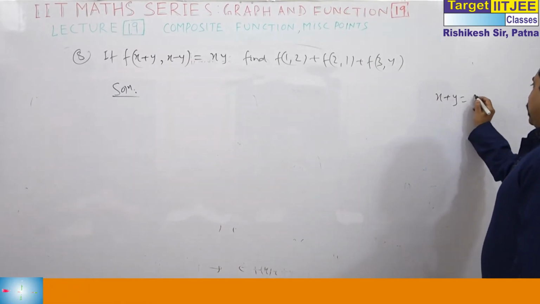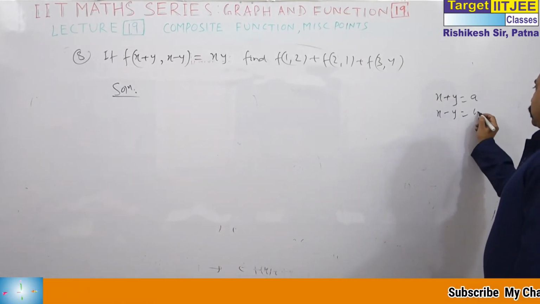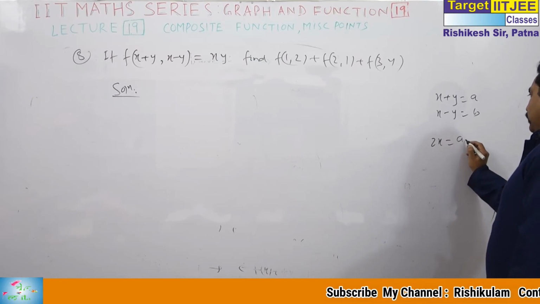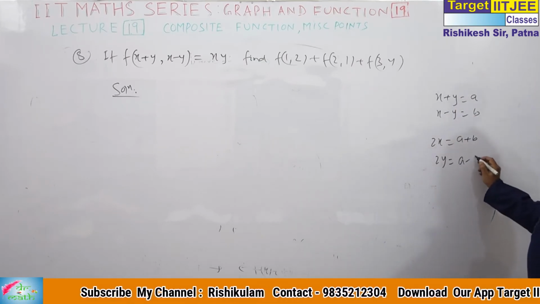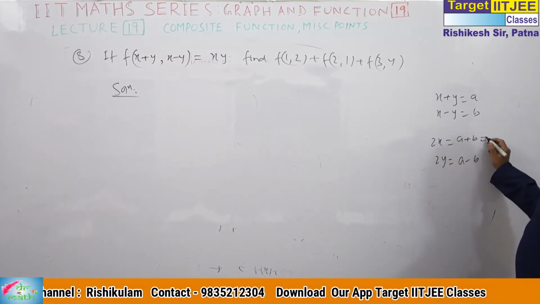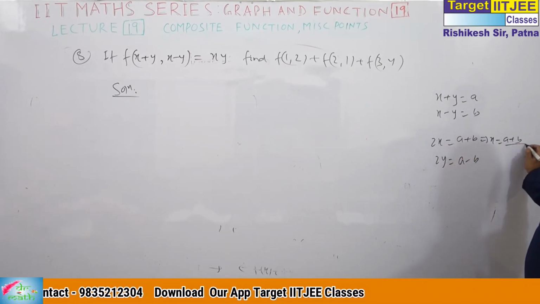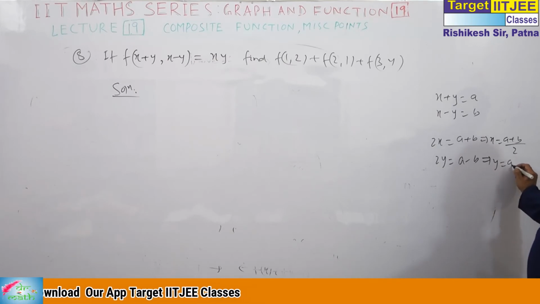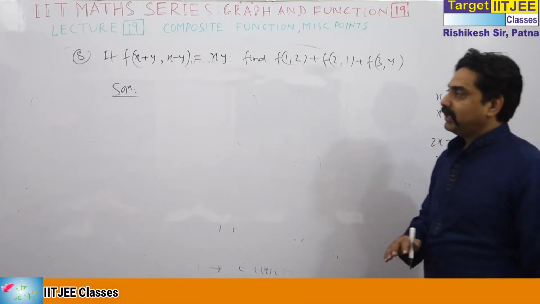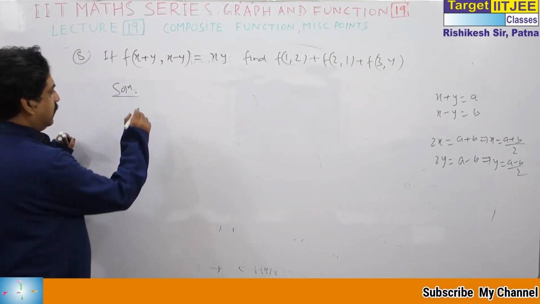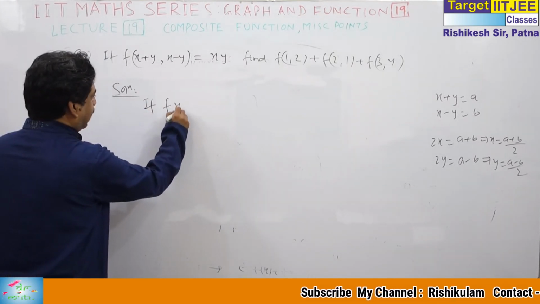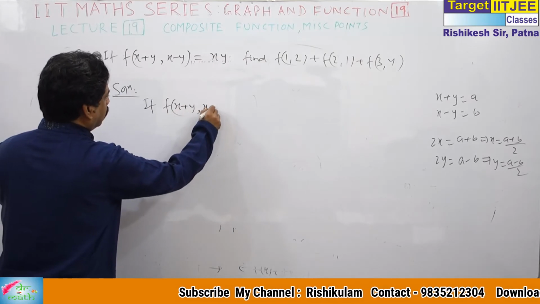Let x plus y is equal to a, x minus y is equal to b. So 2x is equal to a plus b, and 2y is equal to, when you subtract, a minus b. From here you get x is equal to (a plus b) by 2. From here you get y is equal to (a minus b) by 2. You can proceed like this. But normally I will do it on trial and you can also do it on trial.